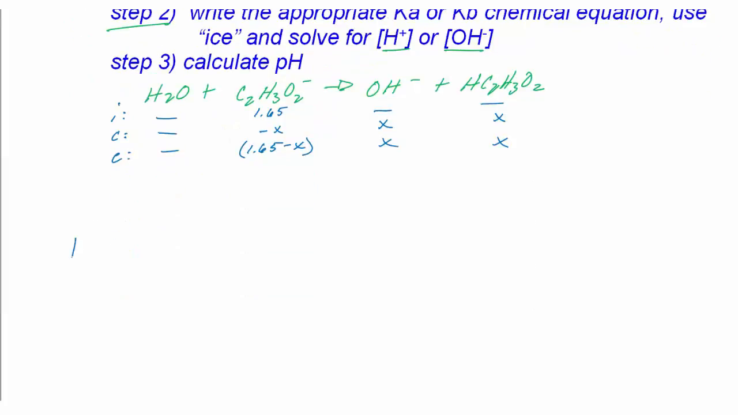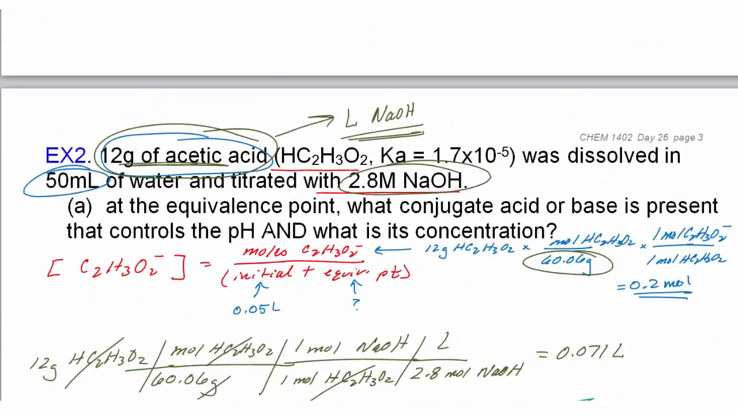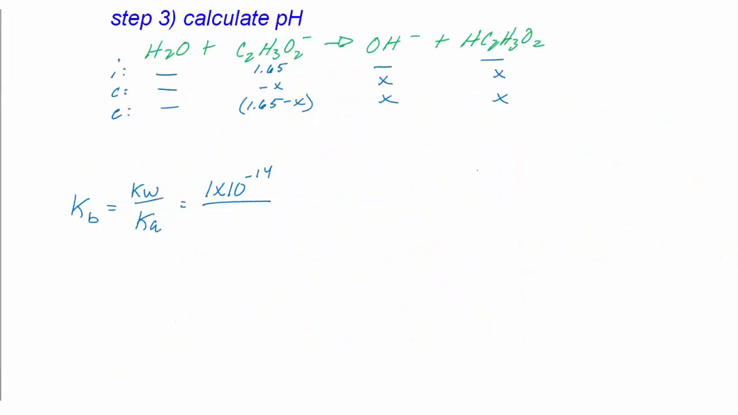So Kb, which is equal to Kw over Ka, I'm going to have to calculate that, aren't I? 1 times 10 to the negative 14 divided by Ka for acetic acid. There it is. Ka for acetic acid is 1.7 times 10 to the negative 5. So 1 times 10 to the negative 14 divided by 1.7 times 10 to the negative 5. It's about 5.88 times 10 to the negative 10.